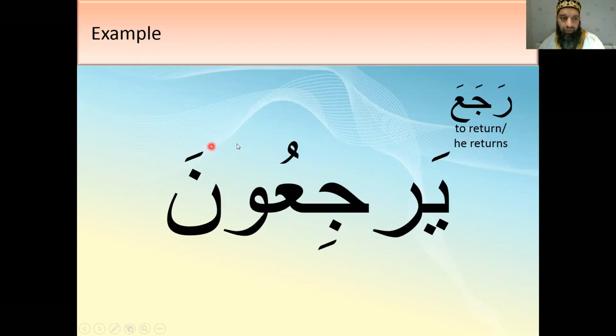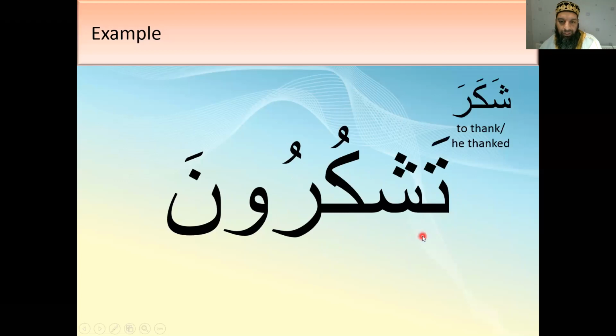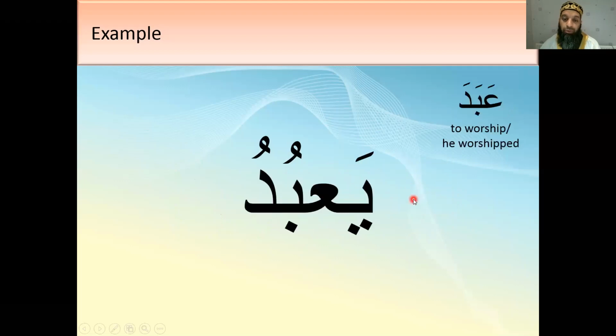Yarji'una, they all return. Not returned, they return. Okay, it's present tense, because raja'a is here and something is coming before it, a prefix. That means it's present tense. Yep. Tashkuruna, you all thank. Sorry, you all thank.